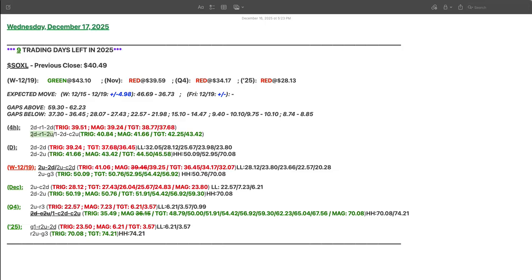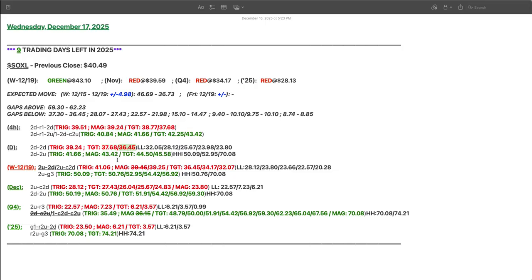To the upside, we talked about initially we would trigger a 2-1-2 up at 40.84 with the magnitude of 41.66. Now, if we reach that 41.66 level, that then triggers a 1-2 down combo 2 up, and then we're looking for 42.25 and 43.42. From the day perspective, if we go to the downside, it's just further continuation, triggering at 39.24. We've got some targets listed out here at 37.68, 36.45.